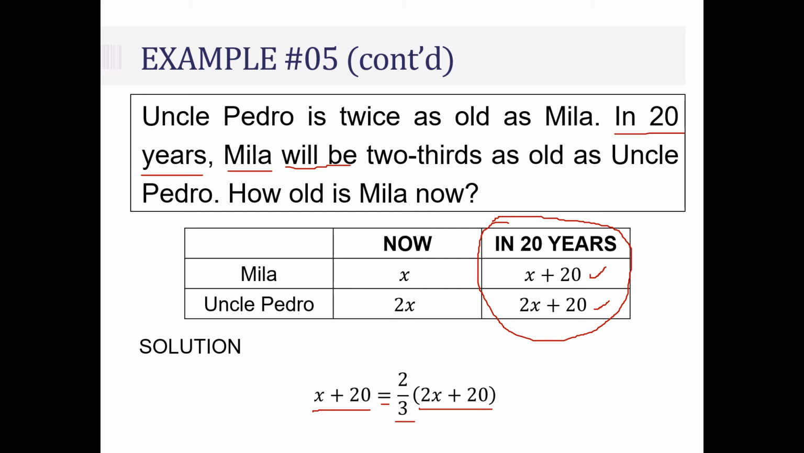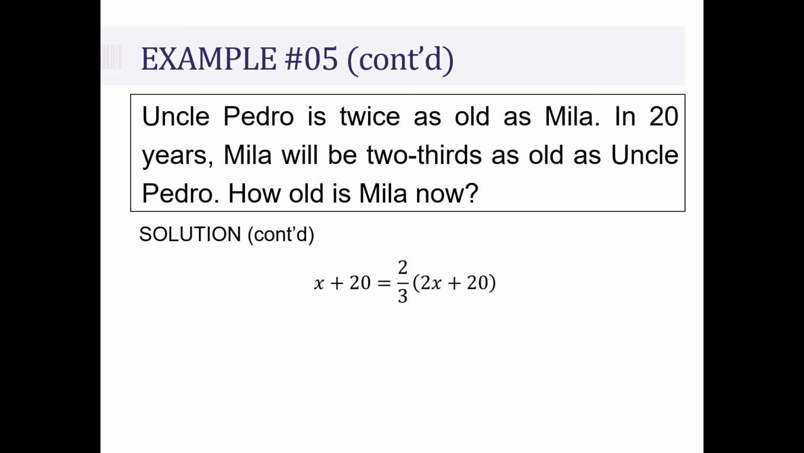So ngayon, ipasok natin ngayon tong 2/3 dito sa loob ng parenthesis, i-distribute natin. 2 times 2x over 3 is 4x over 3, then 2/3 times 20 is 40 over 3. Now, lahat ng may x, pag samasamahin natin, lahat ng walang x, pag samasamahin natin.